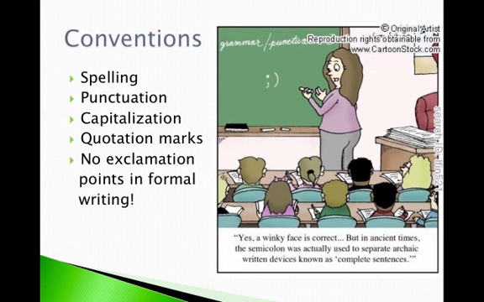So that means on the first side of the sentence you have to have a complete thought, and following the semicolon you have to have a complete thought. If you have a fragment on either side, then you're misusing that semicolon.